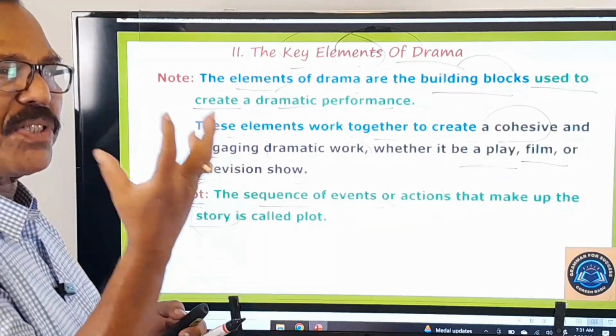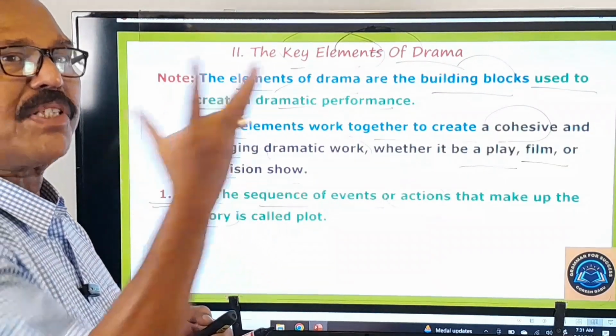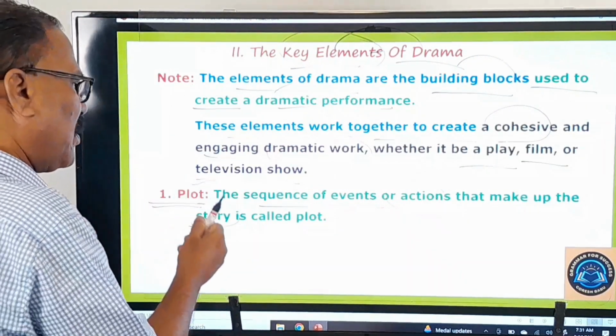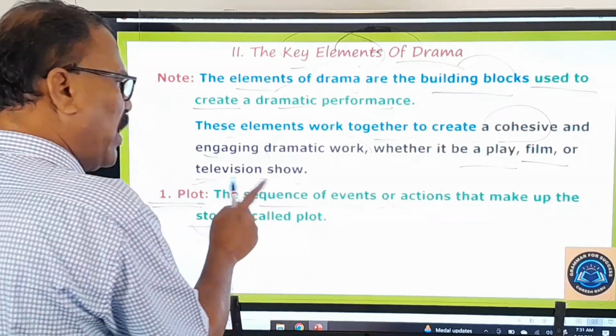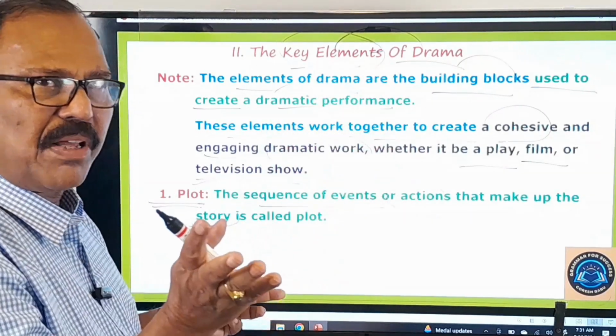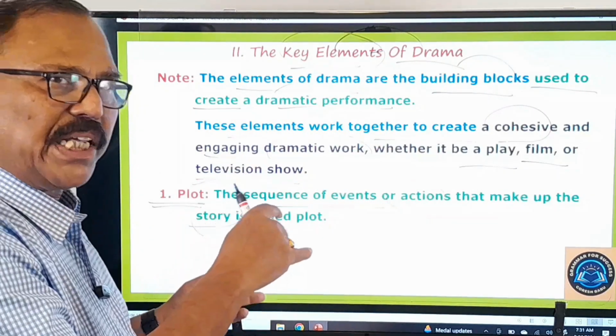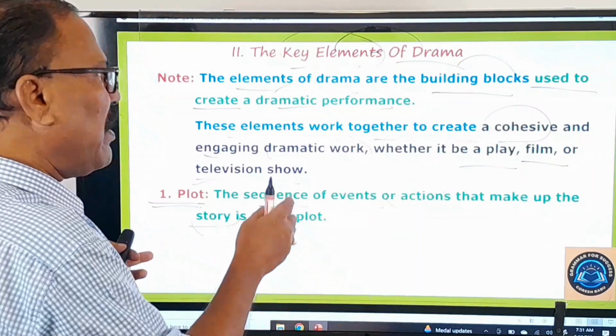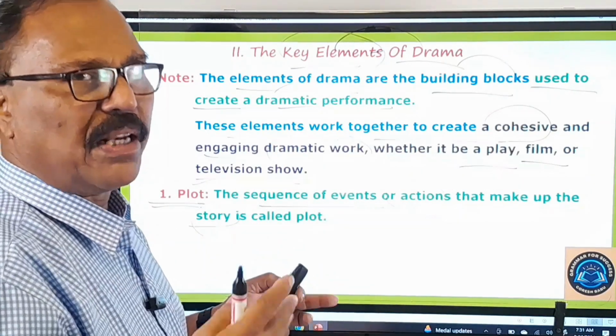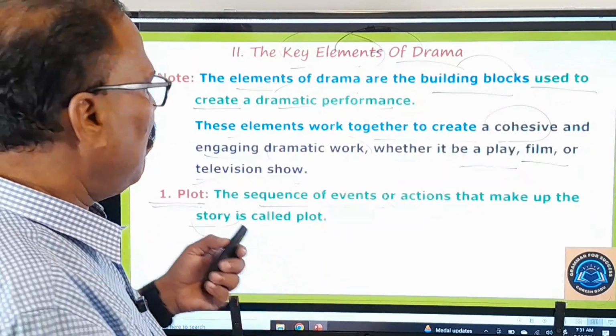Story, plot, kathavastuvu, plot. That is very important. Without that, a story cannot, a movie cannot become a successful one. A serial cannot become a successful one. Even a play, meaning a drama, cannot become successful.